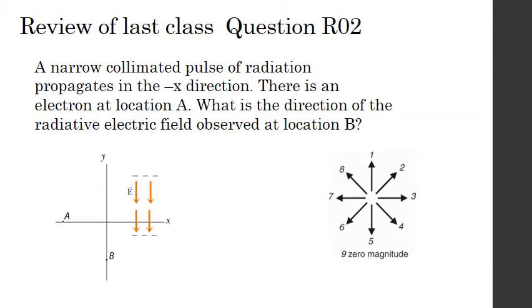Here we have a similar setup, except it's an electron located at A, and you want to find the direction of the radiative electric field at B. So I'll give you another 30 seconds to try to come up with the direction.